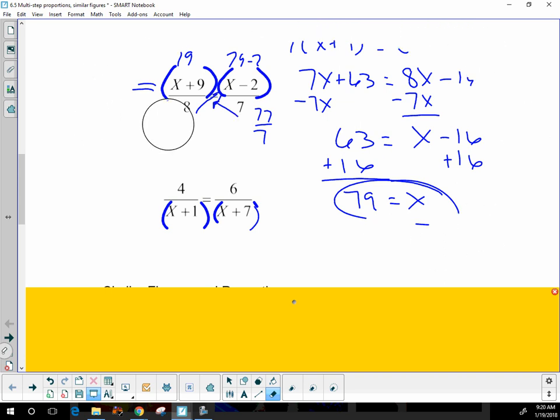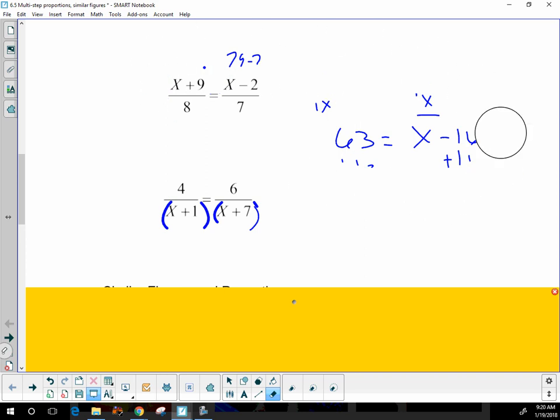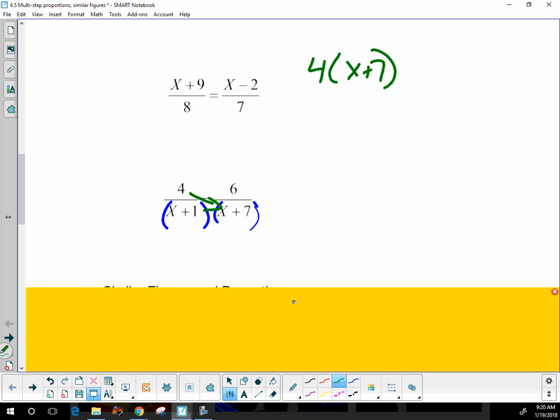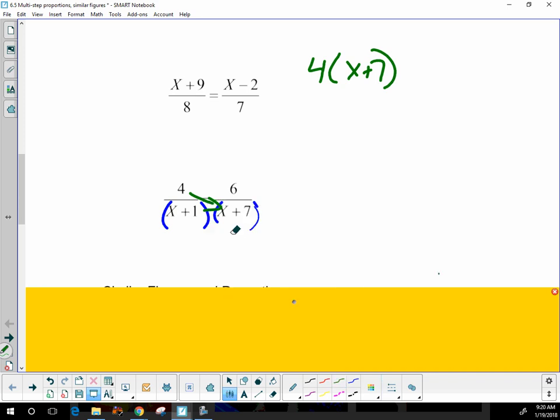Okay, the second problem should work exactly the same. If by chance you didn't do both of these, pause the video and work through that second one now. Okay. When you distribute, you have 4 times 7. Actually, I like that different. Should be equal to 6 times x plus 1.